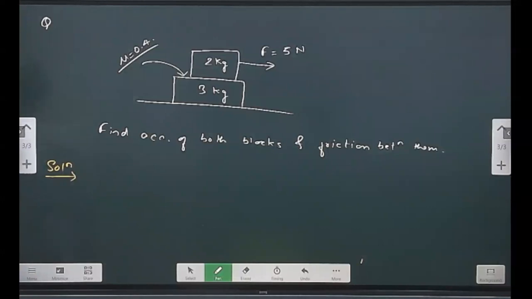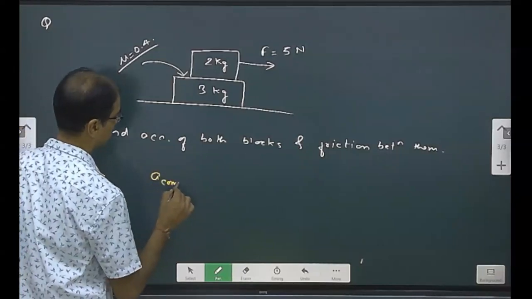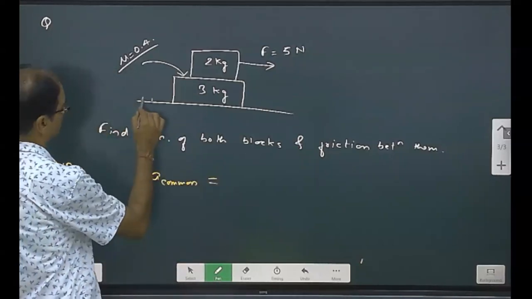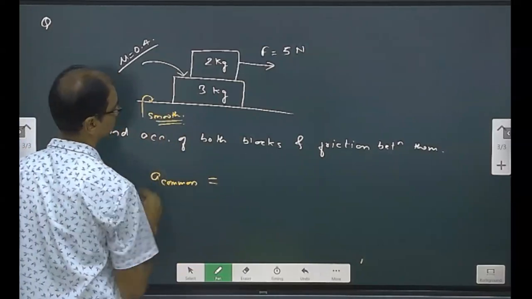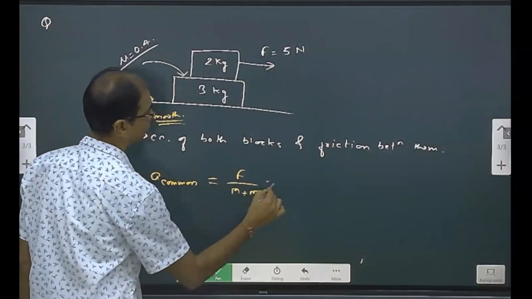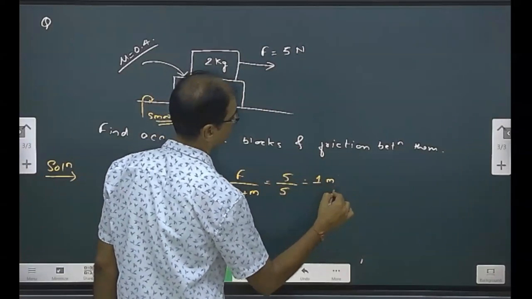Done? Yes, sir. Okay. First, find out common acceleration and tell me what is common acceleration. That I am not doing. Give me common acceleration first. One. Yeah, this is smooth only. So common acceleration is F by m plus m, 5 by 5, 1 meter per second square.